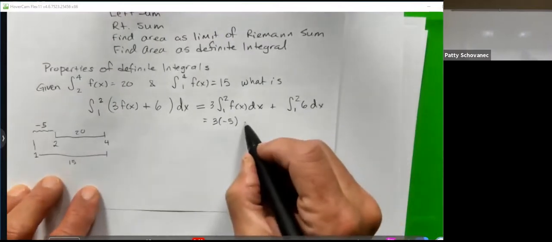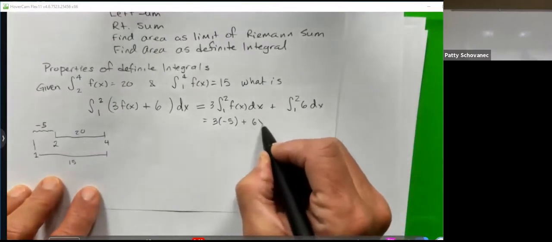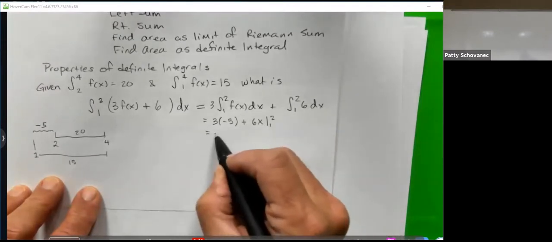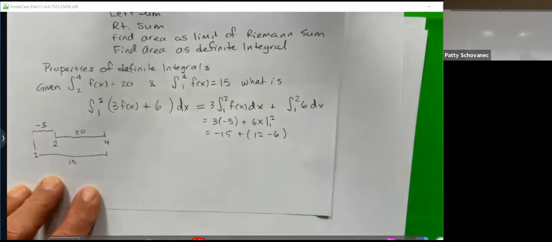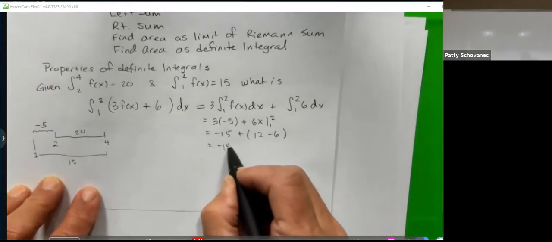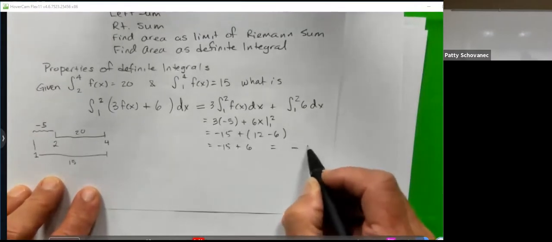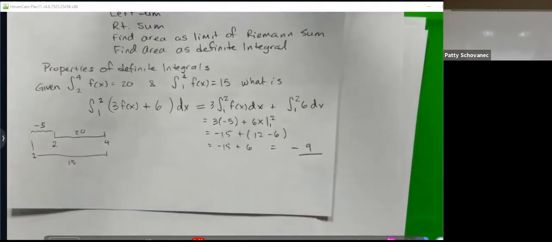Integral of 6 is just 6x from 1 to 2. So I get -15 plus 12 minus 6. So negative 15 plus 6 is negative 9. Something like that.